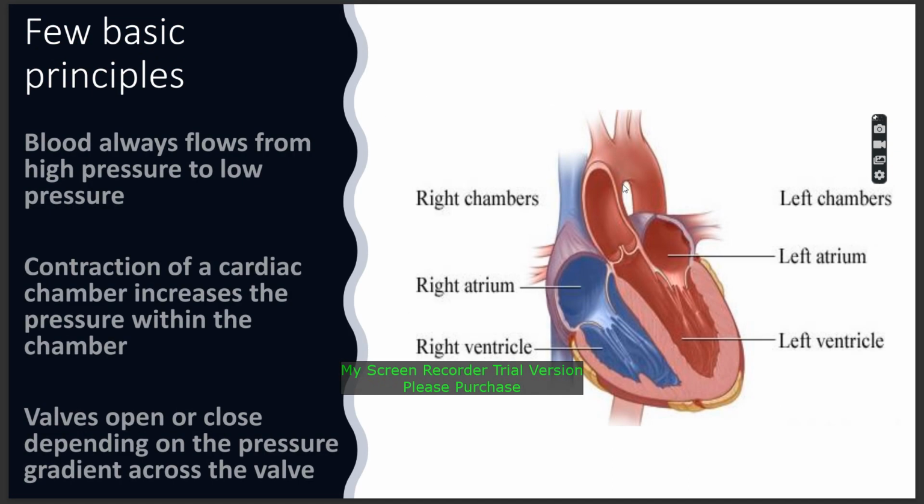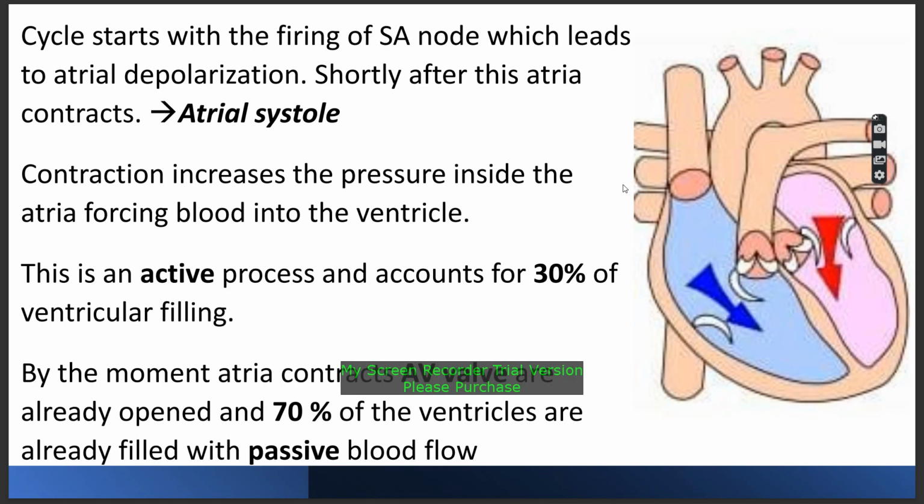Furthermore, a few basic principles we have to know before going into the cardiac cycle: blood always flows from high pressure to low pressure. Contraction of a cardiac chamber increases the pressure within the chamber. So whenever the chamber is contracted, pressure within the chamber goes high. Valves open or close depending on the pressure gradient across the valve.